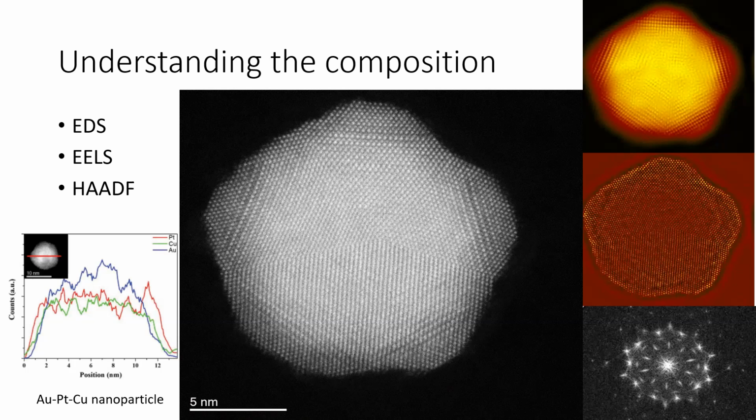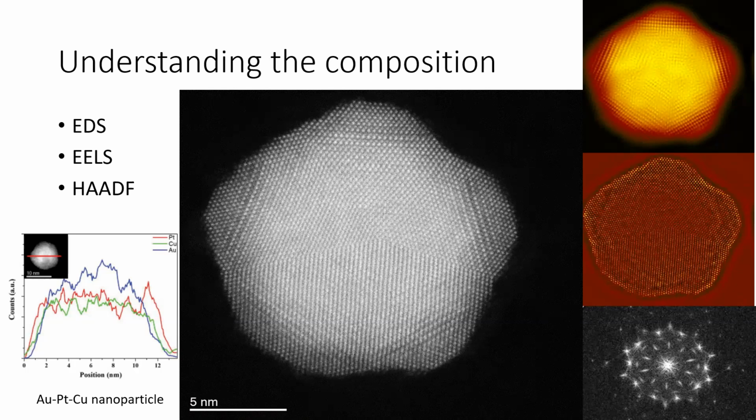I have a line scan here of a gold, platinum, copper nanoparticle, and as it scans across, you're seeing counts of the signal from those elements. So then we know that those elements are in that particle.